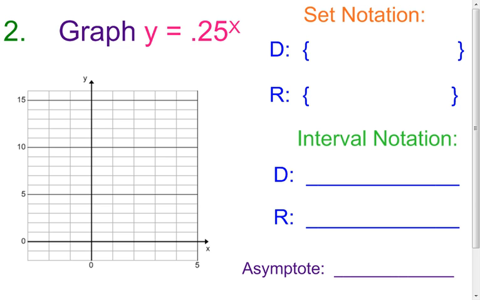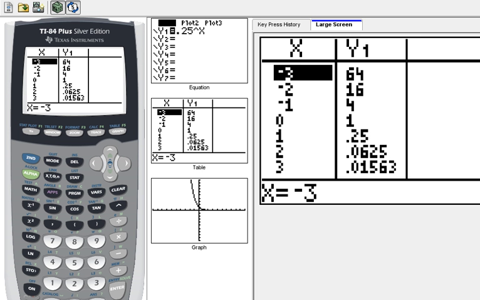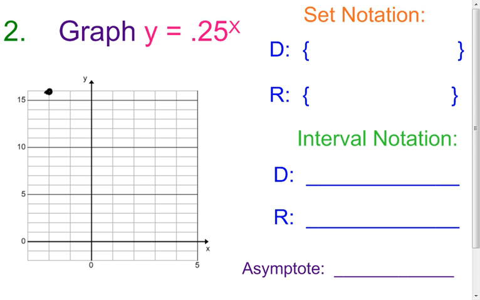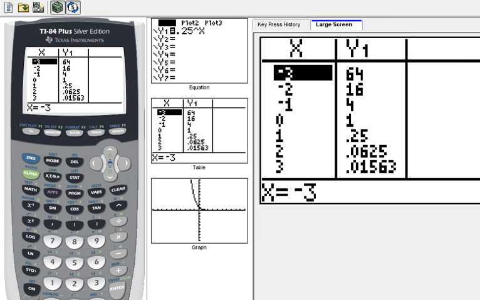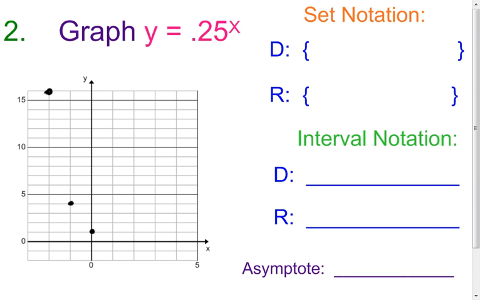So here we go. I am going to plot the point -2 and 16. And I will plot the point -1 and 4. 0 and 1. 1 and 0.25. 2 and 0.0625. And these numbers are going to get closer and closer to 0 down here. So I will make the graph. I can connect my dots and it will look like this.